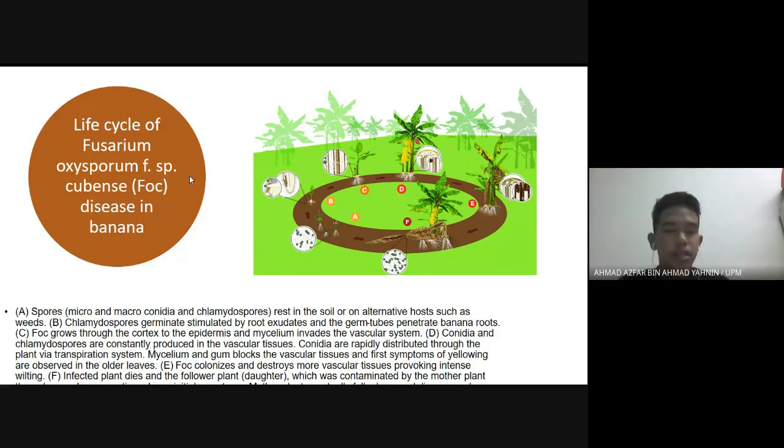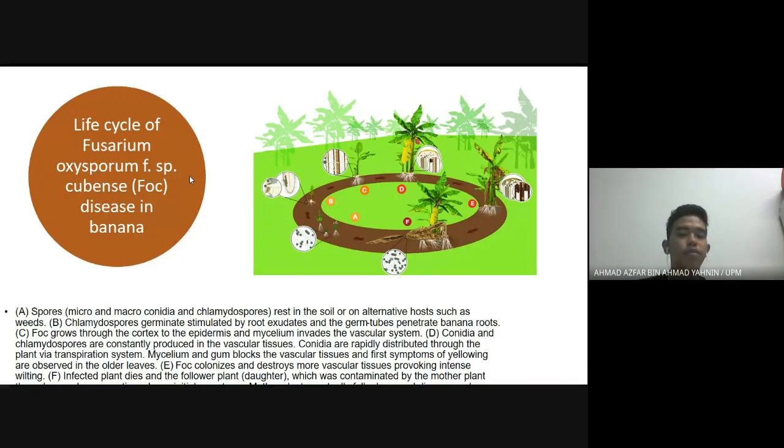Third, FOC, which is Fusarium oxysporum cubense, grows through the cortex to the epidermis and mycelium invades the vascular system. Then conidia and chlamydospores are constantly produced in the vascular tissues. Conidia are rapidly distributed through the plant via the transpiration system. Mycelium and gum block the vascular tissues and first symptoms of yellowing are observed in the older leaves. Fusarium colonizes and destroys more vascular tissues, provoking intense wilting.